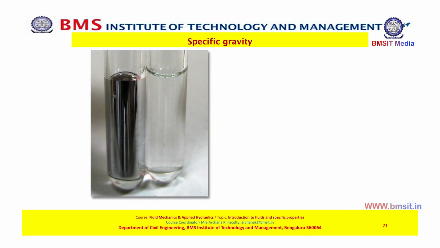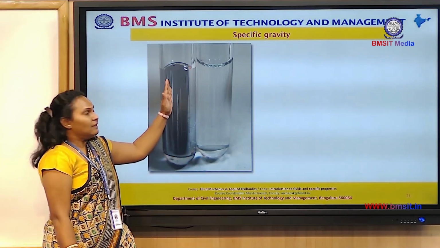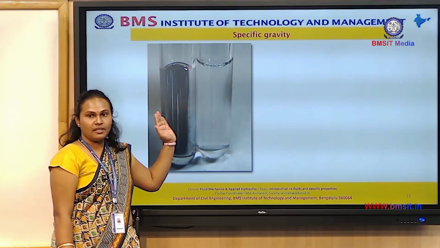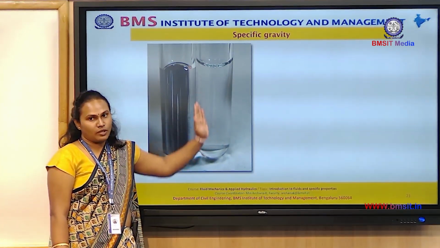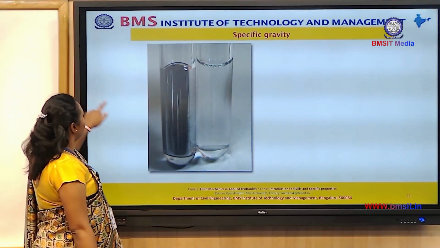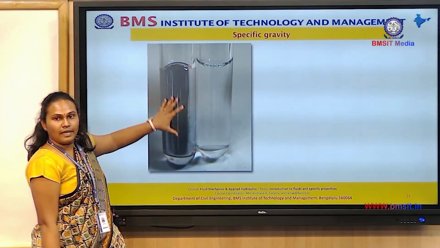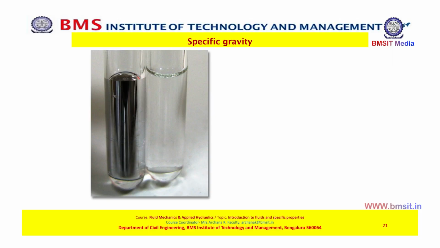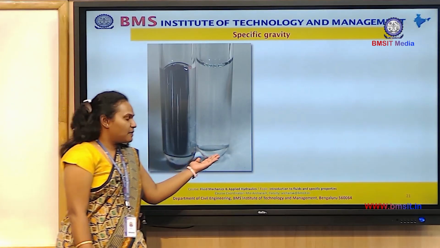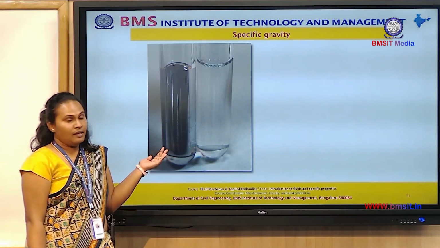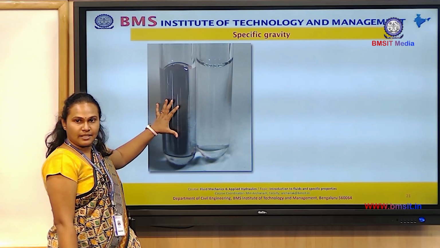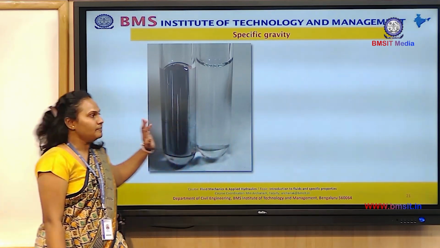So you can see in this picture here, the one on the left column is mercury, and the one on the right column is water. So here this mercury will exert a higher pressure because it is having more density. That is, the specific gravity of mercury is 13.6. The specific gravity of water is 1. Hence, this mercury will have higher weight, higher density as compared to water.